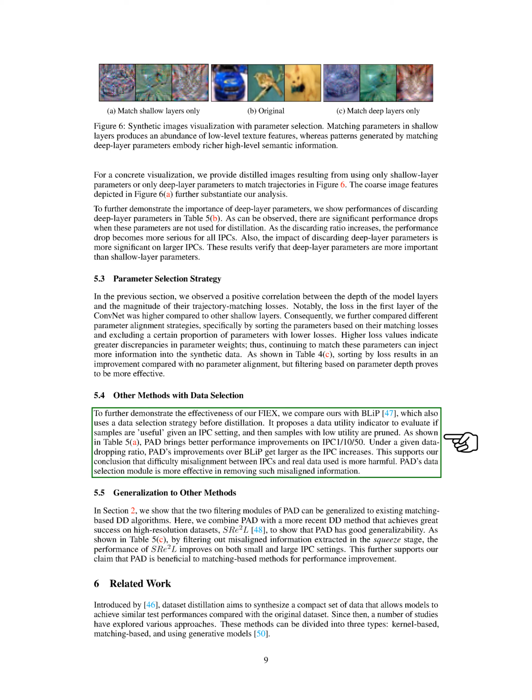To further validate our approach, we compare our method, PAD, with BLIP, which also employs a data selection strategy. BLIP uses a utility indicator to determine the usefulness of samples based on IPC settings, pruning those deemed low utility. As shown in Table 5, our method, PAD, outperforms BLIP on IPC 1, IPC 10, and IPC 50, with improvements becoming more pronounced as IPC increases. This reinforces our conclusion that misalignment between IPCs and real data is detrimental, and PAD's selection module is more effective at removing such misaligned information.